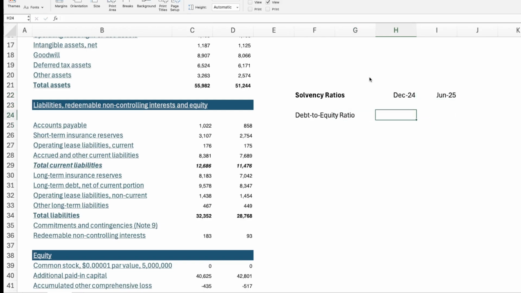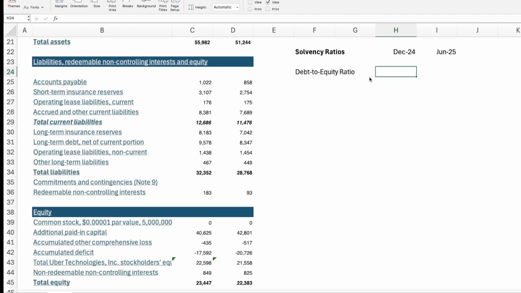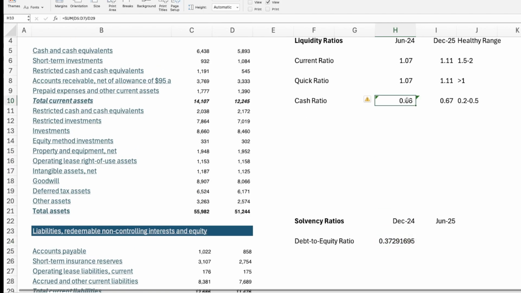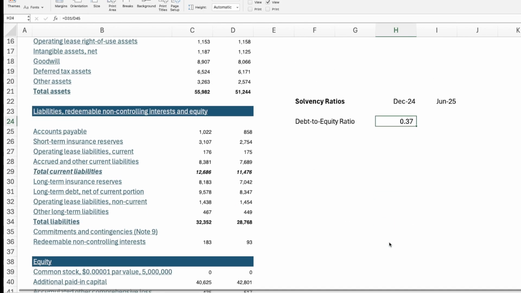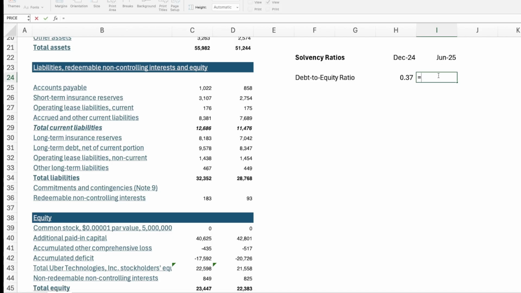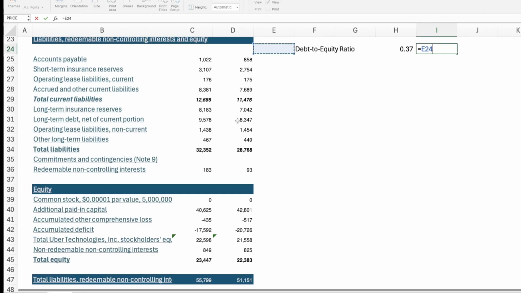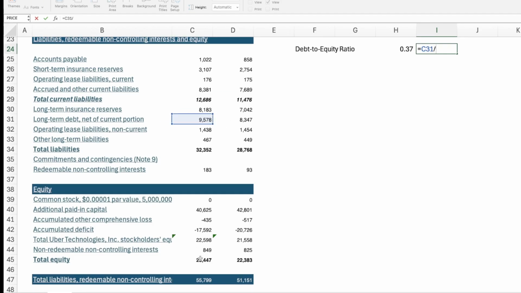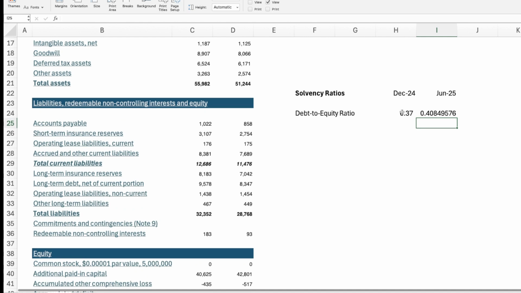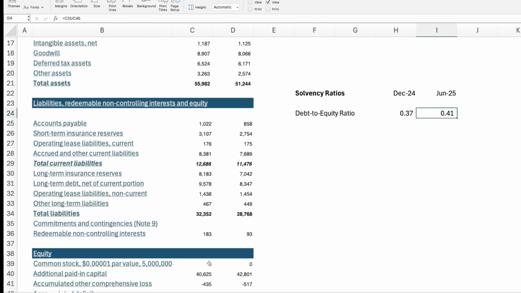So the debt to equity ratio equals 8347 divided by your total equity, which is 22383. Let's just format. So 0.37. Let's do the same for the following year. That is 9578 divided by 23477. And as we can see, this is increasing.